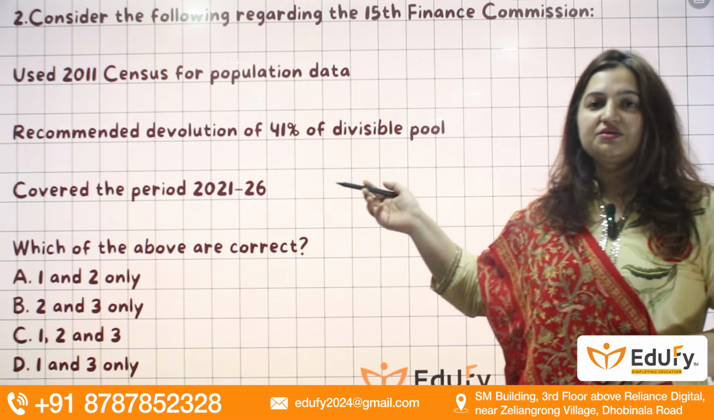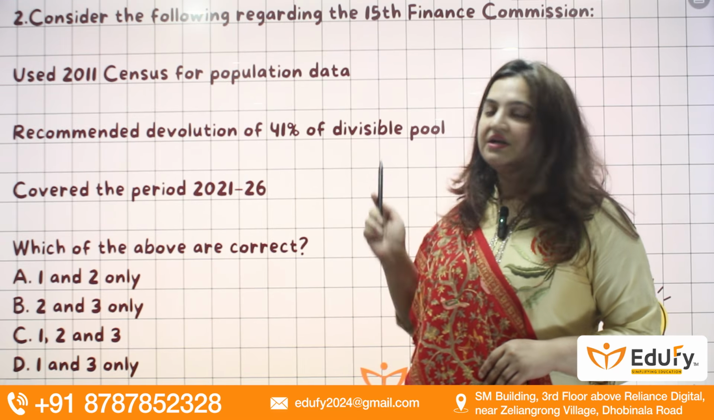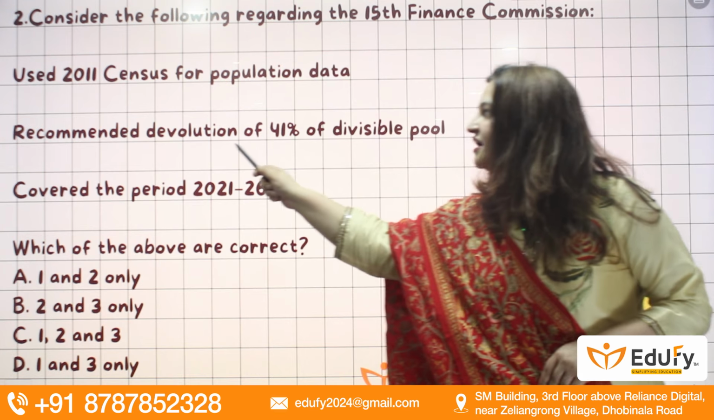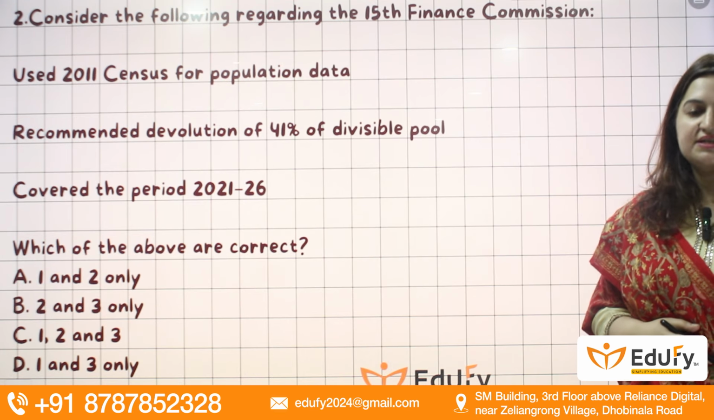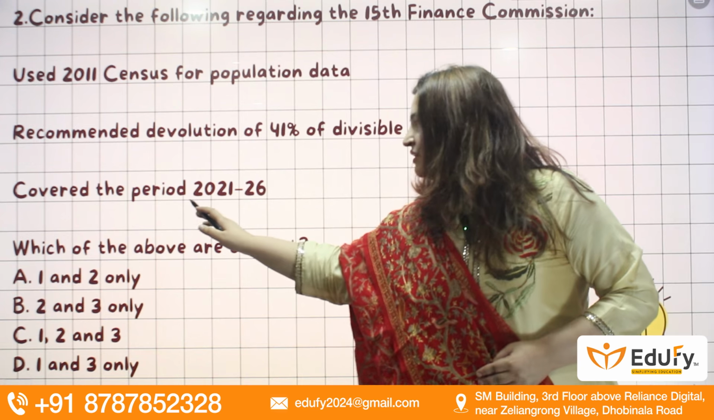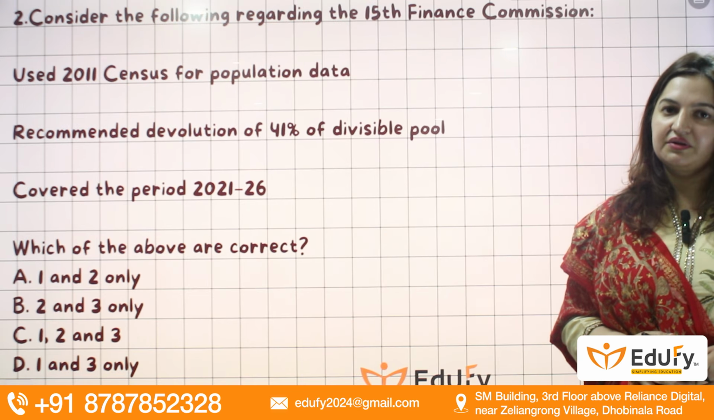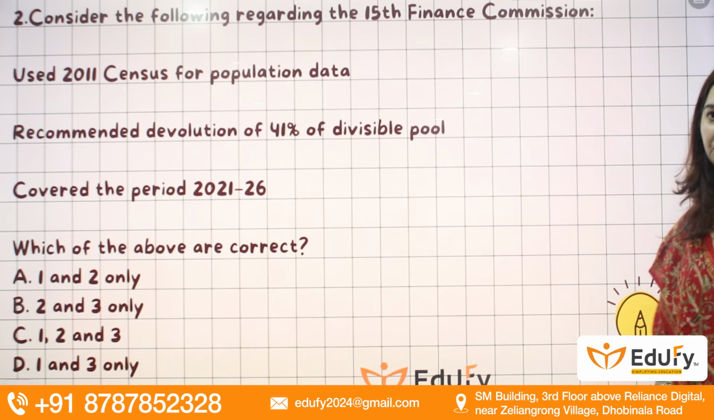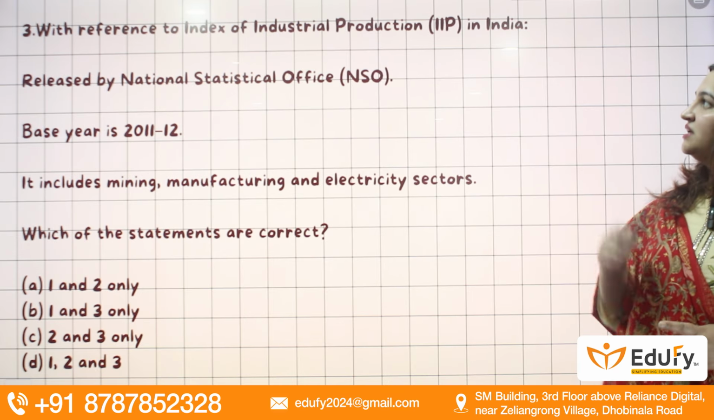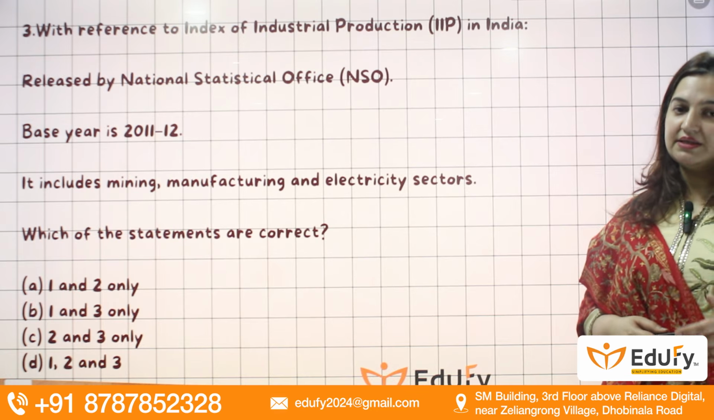Next question, with respect to the recent finance commission, that is 15th finance commission. So what are the points with respect to it? It used 2011 census data for population. This statement is correct. It recommended devolution of 41% of the divisible pool from the center to the states. It covered the period 21 to 26. So all the three statements are correct with respect to 15th finance commission, and your answer is C, 1, 2 and 3.